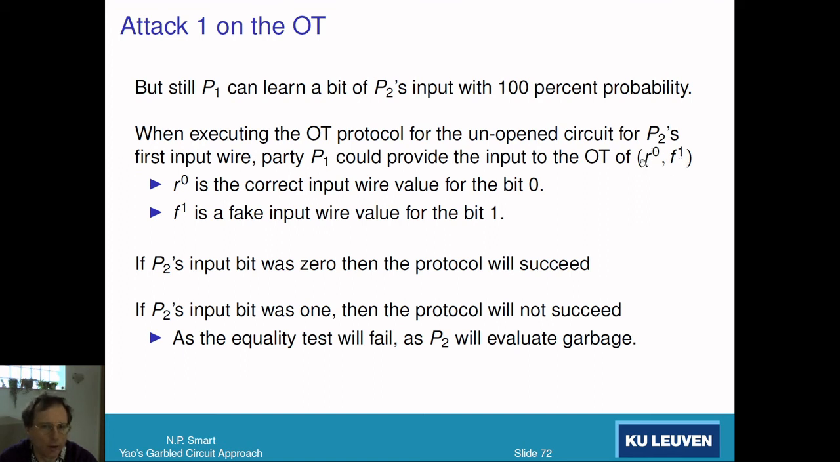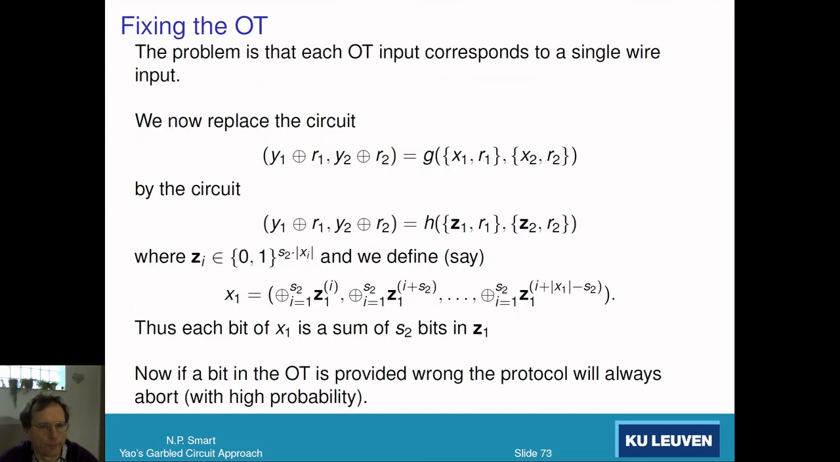So for the R0, the thing that we're sending over, the 0 bit is sent over as the correct input wire label, but the input label for the bit 1 is sent over as completely fake. And what happens is that if P2's input is 0, then the protocol is going to succeed. But if P2's input is 1, then the protocol is going to fail, because P2 is going to evaluate garbage. There's going to be garbage on the output and it's all going to be nonsense. So we've still got an attack there we have to fix.